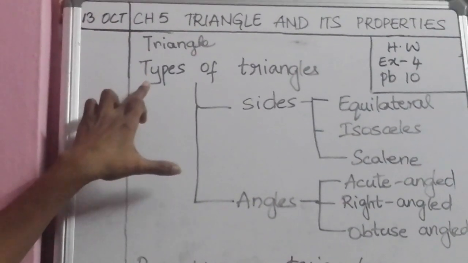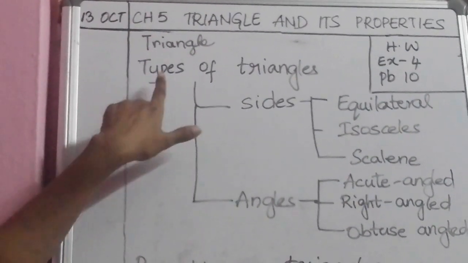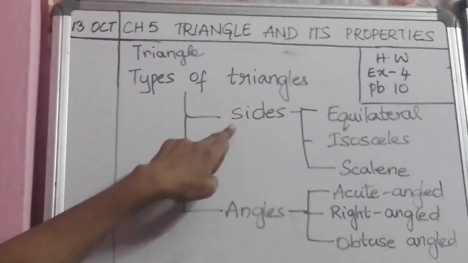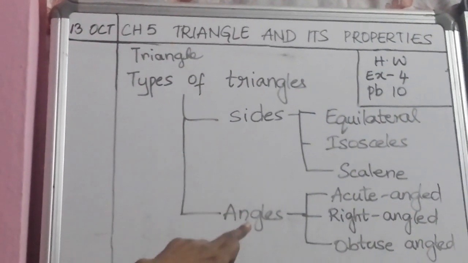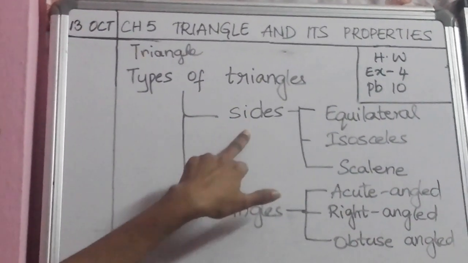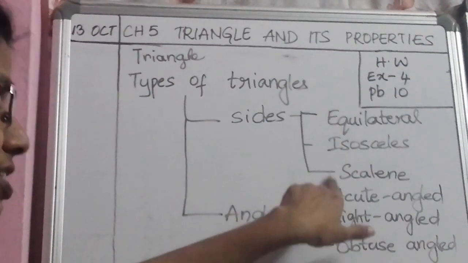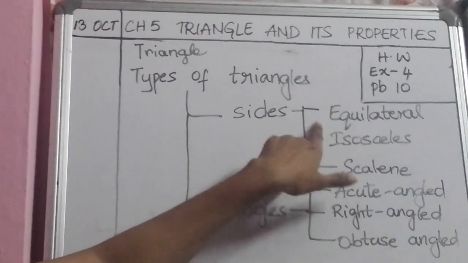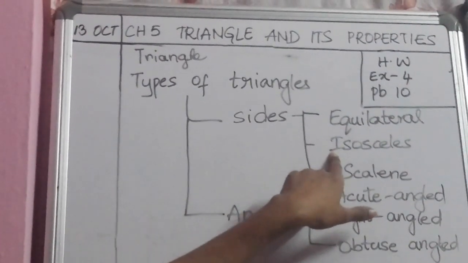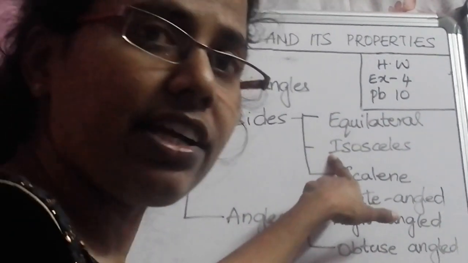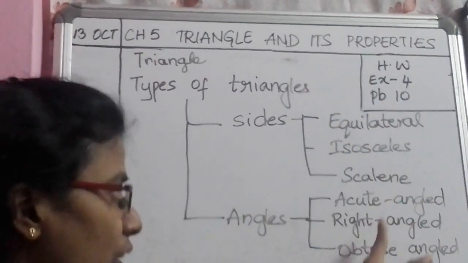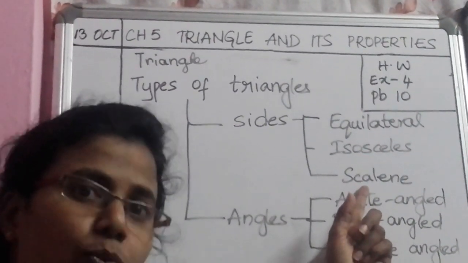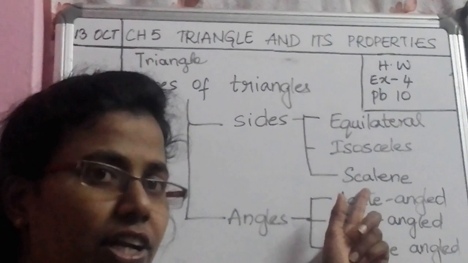Then we have learnt about types of triangles. There are 2 types of triangles: based on the sides and based on the angles. Based on the sides, you have 3 triangles. One is equilateral triangle where all the sides are equal. Isosceles triangle where 2 sides are equal. The third one is scalene triangle where all the sides are different.